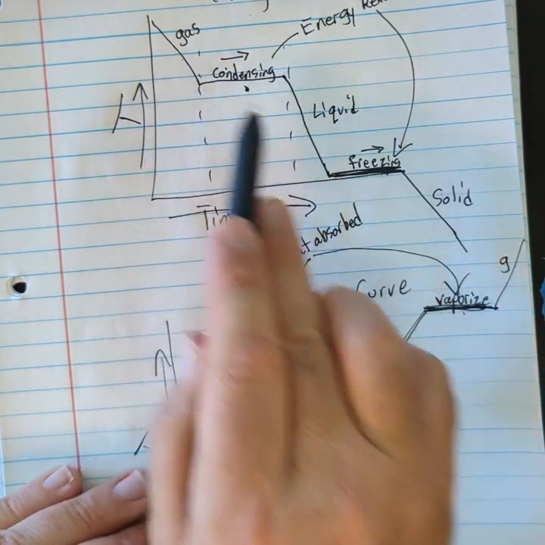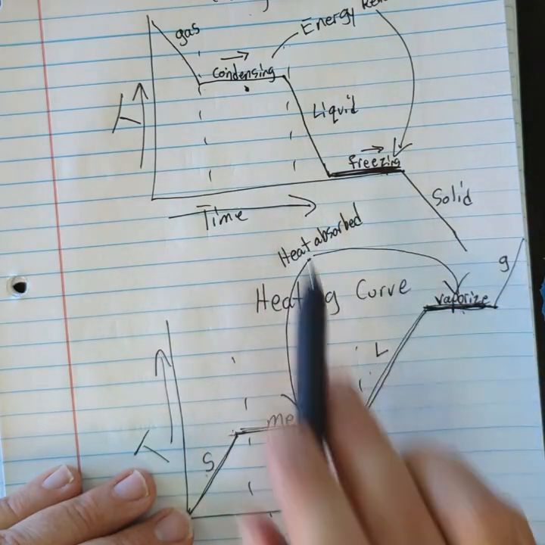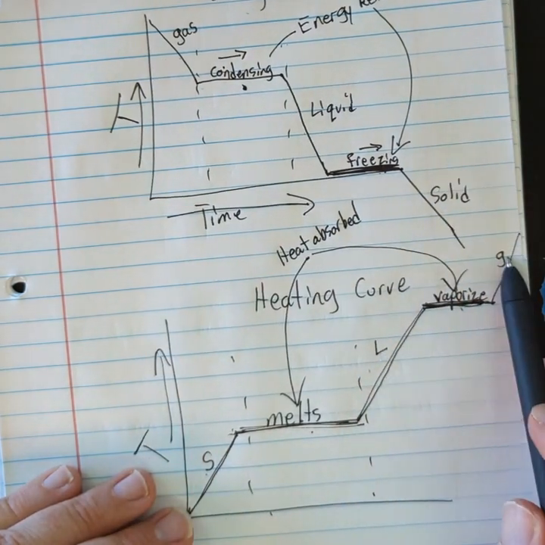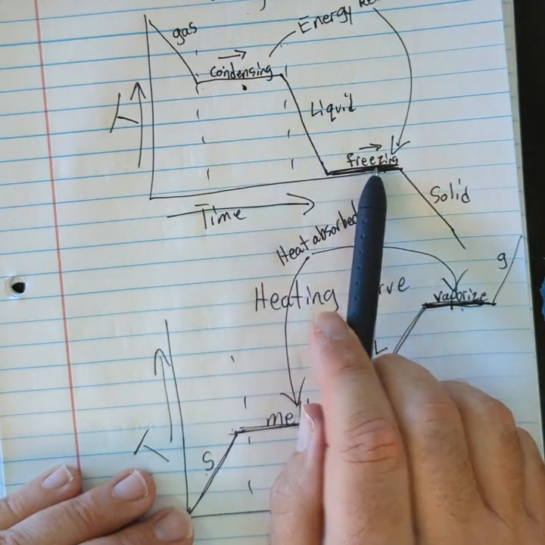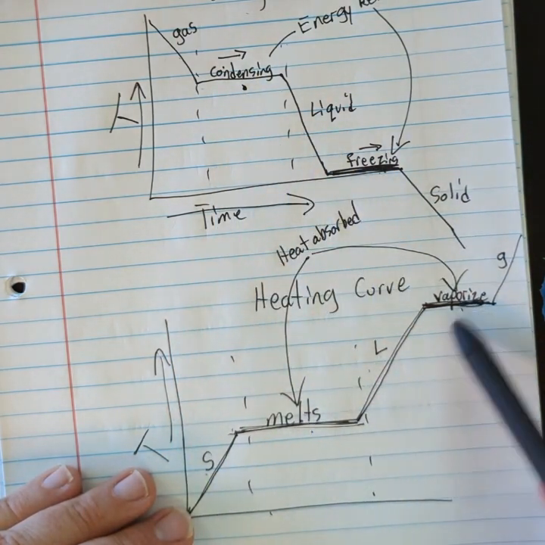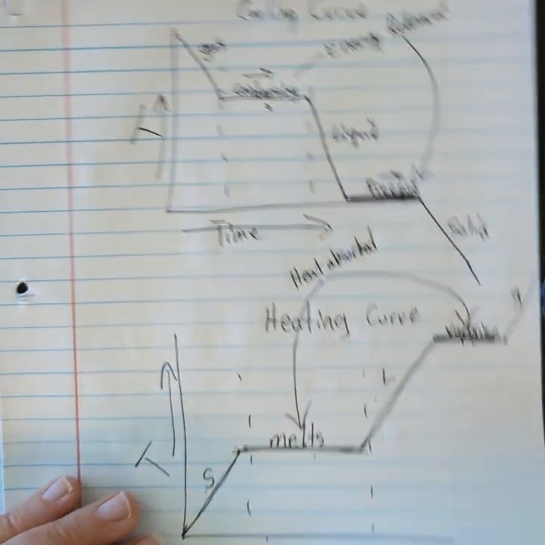They're moving faster on the slanty bits, or slower in this case, faster in this case, and they're moving closer together on the flat bits. On the heating curve, they're moving farther apart on the flat bits.